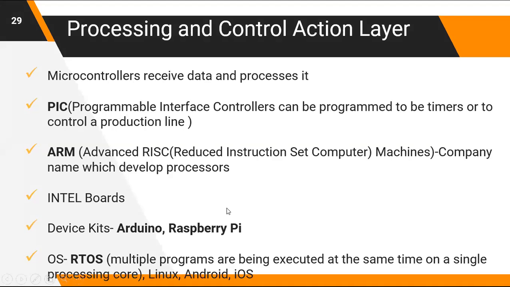The second layer we call processing and control action layer. Here the sensory data was fed into the microcontroller and the processing was done. We also saw the various operating systems and kits used in IoT. All this comes under this layer only.